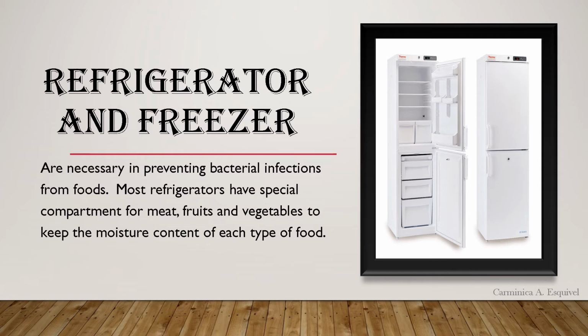So may kanya-kanya silang lalagyan para maiwasan natin yung pag-spread ng bacteria. And then to keep the moisture content of each type of food. Especially pag meat section, dapat sa meat section lang siya. Dapat ito ay nakahiwalay doon sa mga prutas at mga gulay. To prolong also the life of the food.